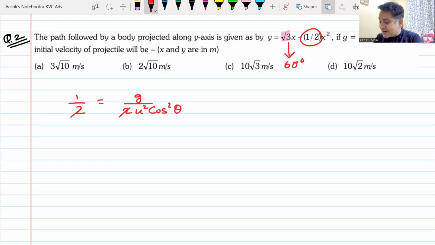Half and half will get cancelled. g is 10. Cos theta is cos of 60. Cos of 60 is half. Square it and you will end up with your result. Yes or no? Yes, sir. Everyone understands this? Are we getting comfortable with the equation of trajectory, everyone?